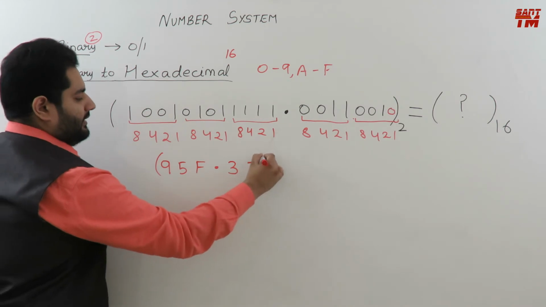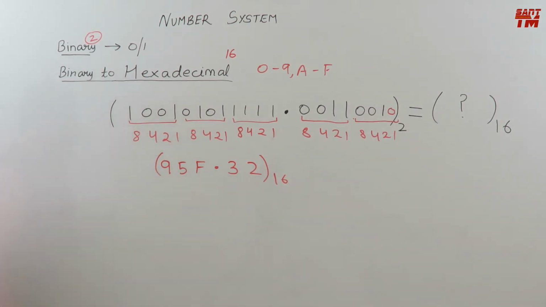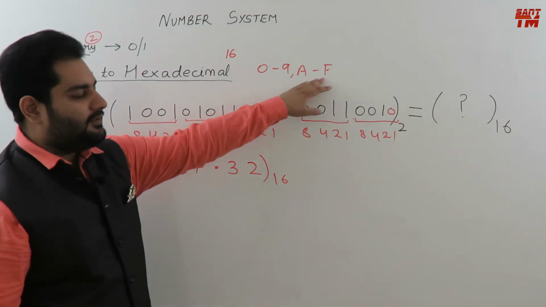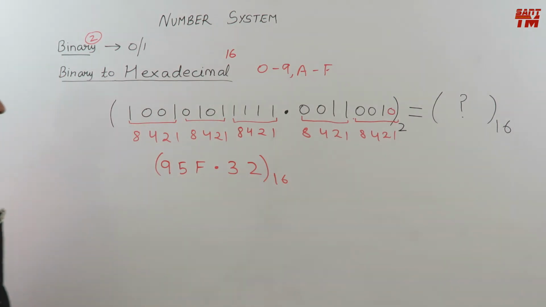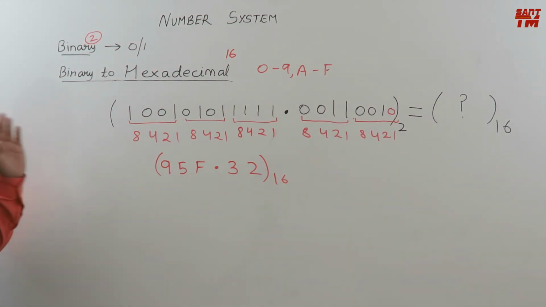This is our required hexadecimal number, 95F.32. F means 15. We cannot write 15 directly because 15 is represented by F in hexadecimal. So I hope binary to hexadecimal conversion is also clear to you. Let me take one more example.